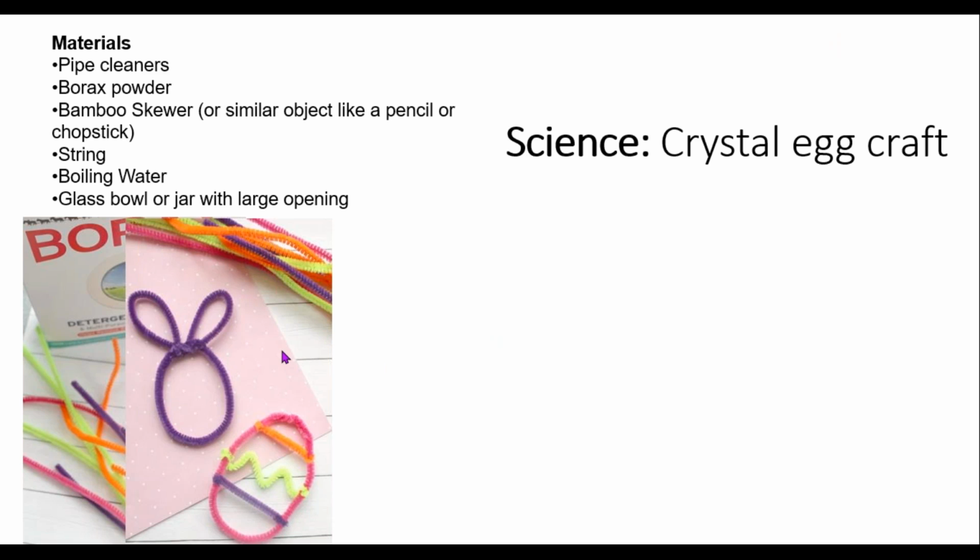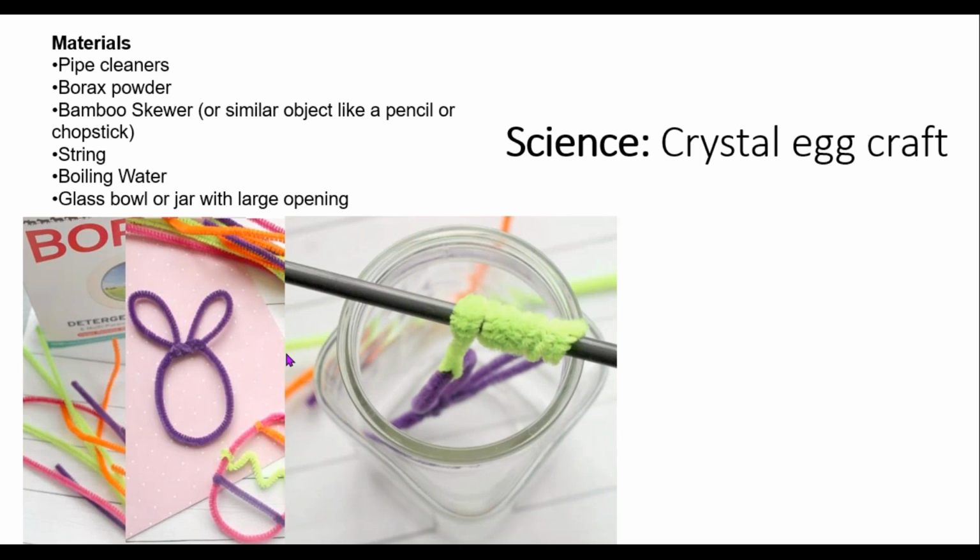And after that, you're going to use a string to tie the egg or the bunny to the skewer or the pencil, depending on what you're using. And after that, you're gonna put the pencil with the bunny or the egg tied on aside, and then you're going to pour the boiling water into the jar.